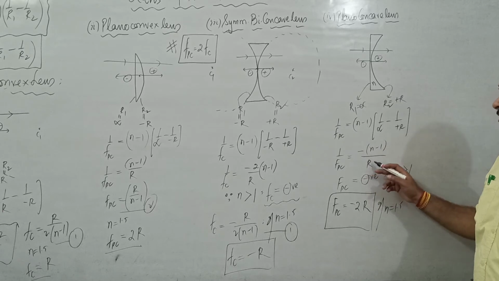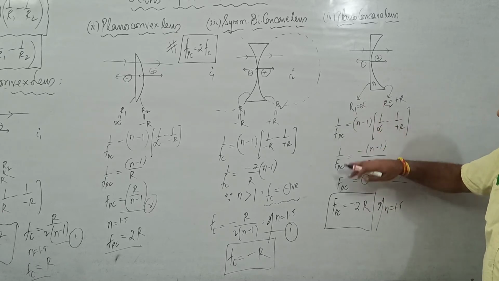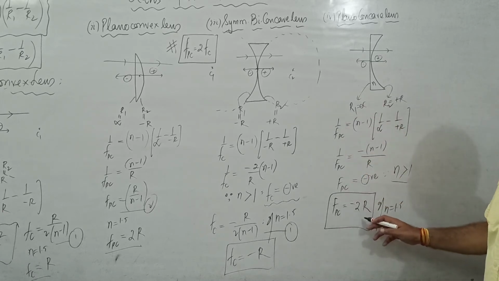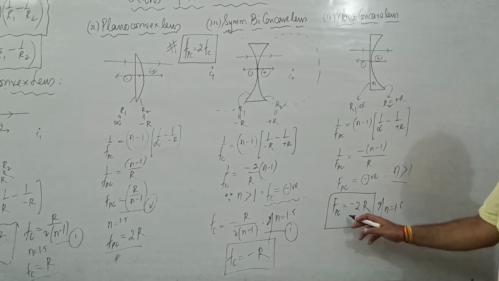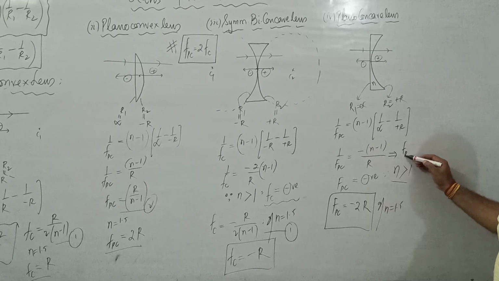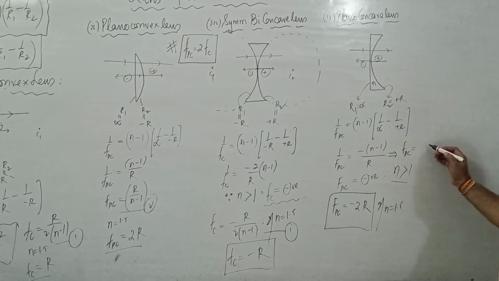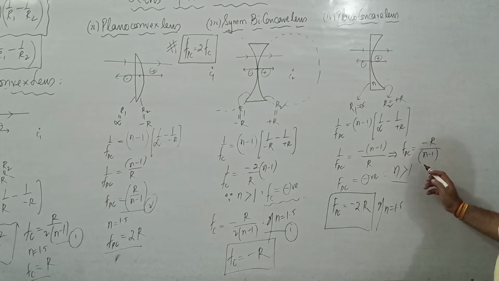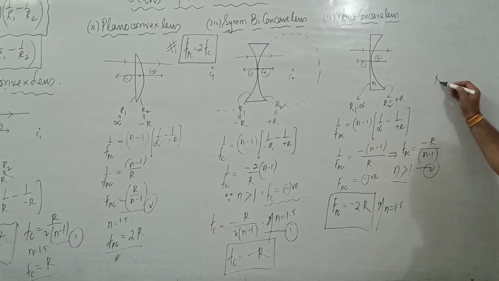1 upon 2r. And if we inverse both sides, what do we get? Focal length of plano convex lens is, yeah, this. This can also be written as focal length of plano convex lens is minus r upon n minus 1. This is the equation. Again here we see the same thing as we have seen here.